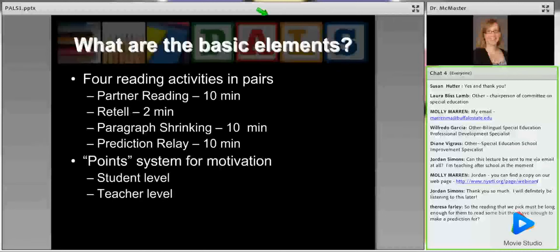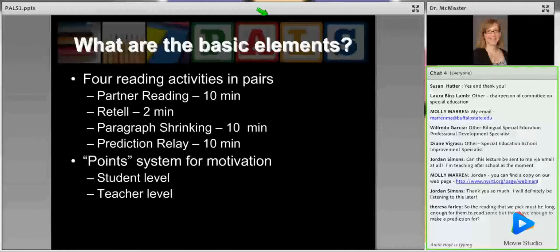And again, the kids who are participating should be able to read some level of connected text. If they're not really reading extended text at this point, then it might be more appropriate to have them working on decoding and fluency kinds of activities.